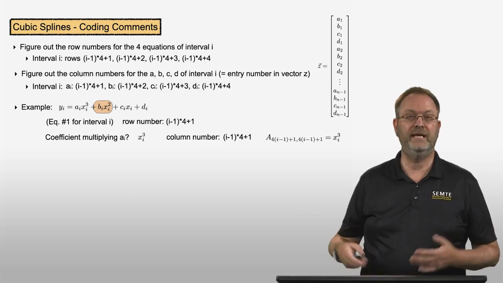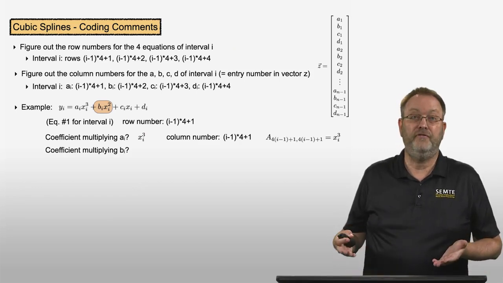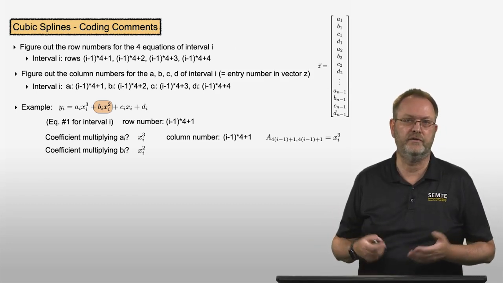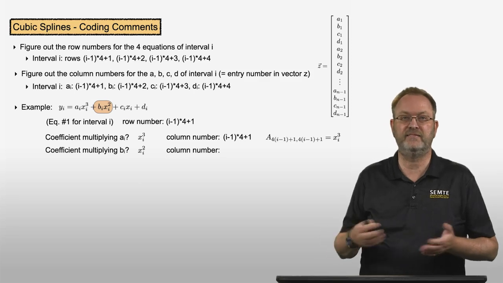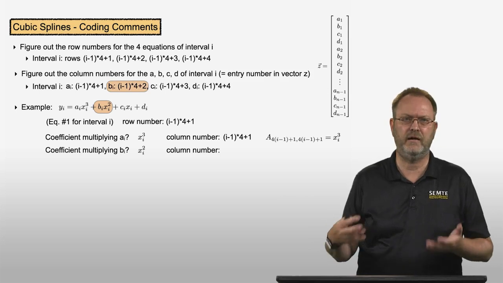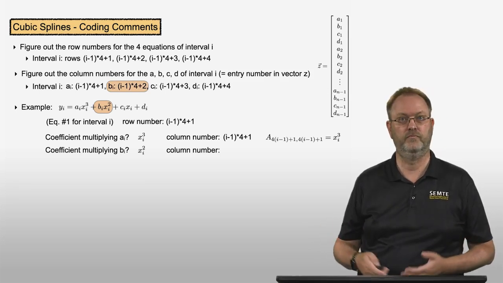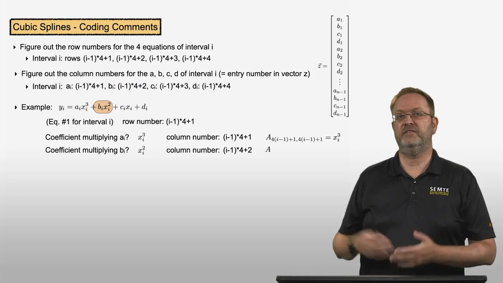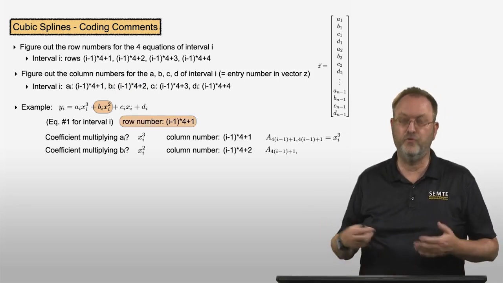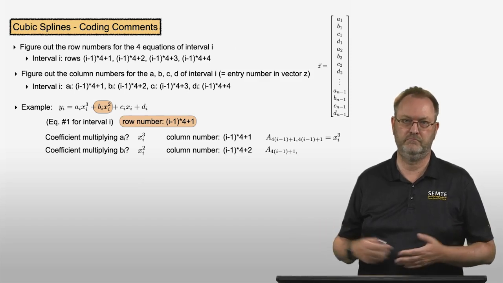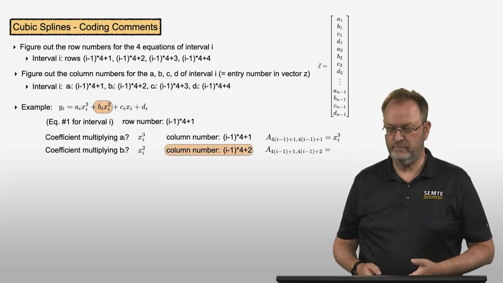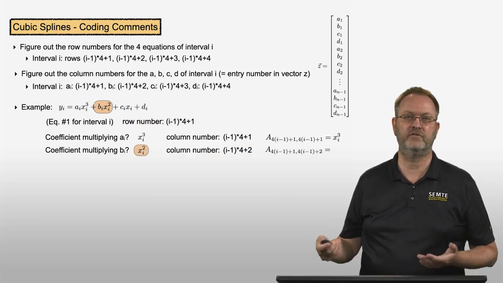Let's move on to the next entry in this row. That's the one for bi. So what's the coefficient that multiplies bi? If we look at the equation, that's xi squared. In what column does this xi squared go in the matrix? Well, the column that's associated with bi, which is (I minus 1) times 4 plus 2. So therefore, in the matrix A, the row number is still, because we're still in the same equation, 4 times (I minus 1) plus 1. And the column number is now 4 times (I minus 1) plus 2. And that entry has to be xi squared.